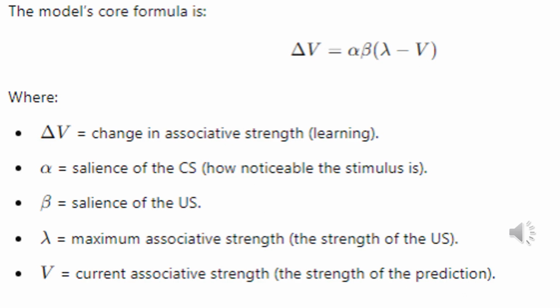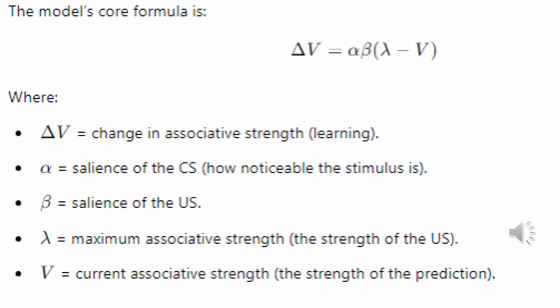So this is the model's core formula in terms of mathematics. And key concepts of this model include prediction error, blocking, and extinction. So prediction error is learning that is proportional to the size of the prediction error, the difference between the expected unconditioned stimulus and the actual unconditioned stimulus. So we're looking at the difference between those two.